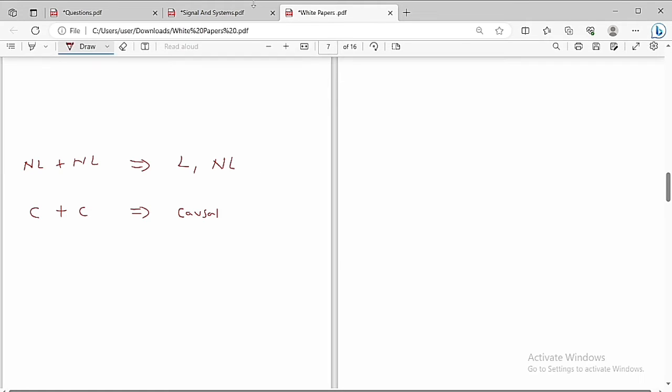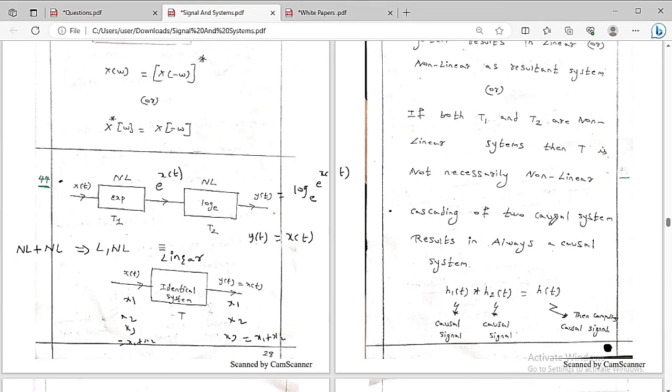This one I have already told you so many times. So cascading of two causal systems always results in a causal system only, because, as I have already told you, the impulse response of the resultant system is a combination of the initial systems' impulse responses. If h1 of t is a causal signal and h2 of t is also a causal signal, then the resultant signal is always a causal signal. So cascading of two causal systems always gives you a causal system only. What is the meaning of a causal signal? It means that for that signal, for t less than 0, its value is equal to 0. So a causal signal is also called a right-sided signal.